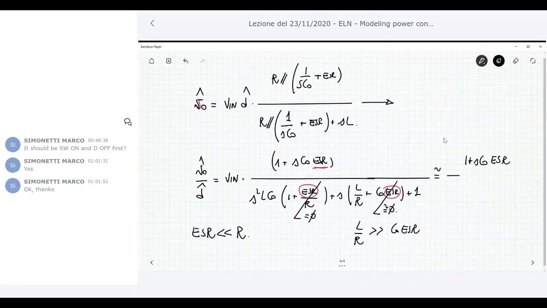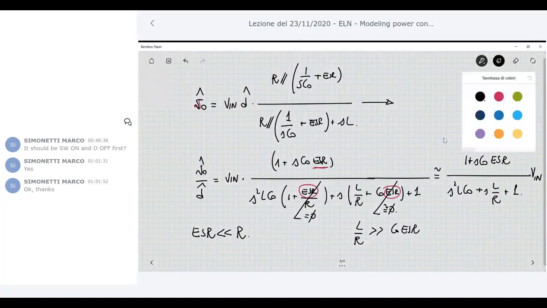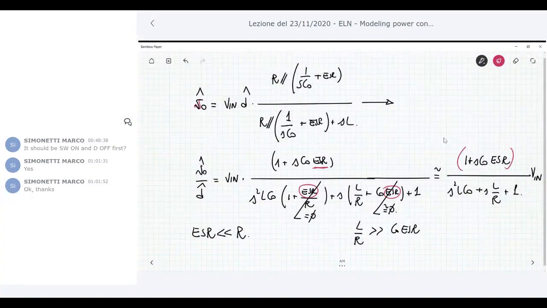We have a numerator and then a denominator, multiplied by V in. Okay, this is my control to output transfer function for the buck CCM. Let me analyze these expressions a little bit further. First of all, we can say that here you have a 0. This 0 is a left half plane 0, so that's a good 0.